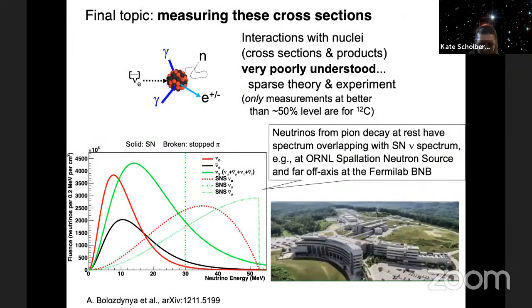Okay, and so if I have a bit more time, I don't know how I'm doing, I would just like to briefly mention this idea, which is something that I've also been spending a lot of my time on, which is actually to try to understand the interactions better using basically artificial supernova neutrinos.